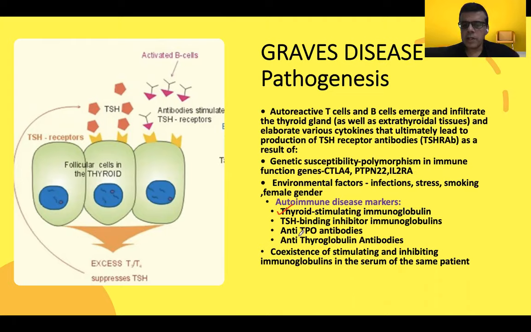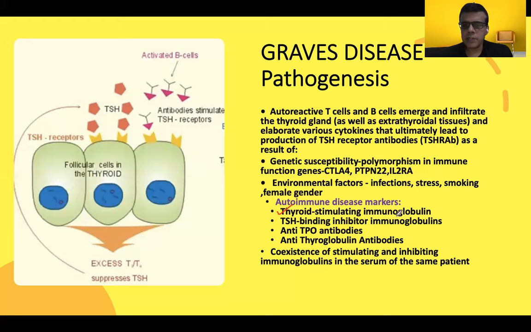Other autoantibodies like anti-TPO, anti-thyroglobulin antibodies are also seen, which are also seen in other autoimmune disease like Hashimoto's thyroiditis. So they are not very specific for Graves' disease, but TSI is regarded as a very specific antibody for Graves' disease.